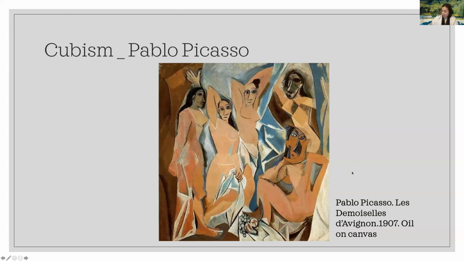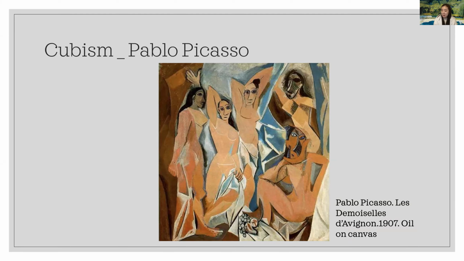So let's see, a little bit easier to see. So it's a large oil painting created in 1907 by Pablo Picasso. This work is a part of the permanent collection of the Museum of Modern Art in New York City, called MoMA. It portrays 5 nude female prostitutes in a brothel on the Avenue.